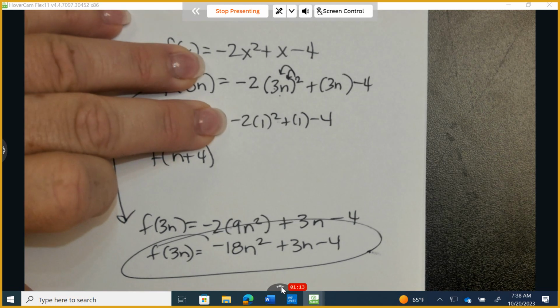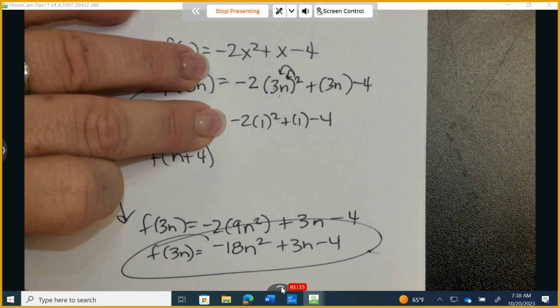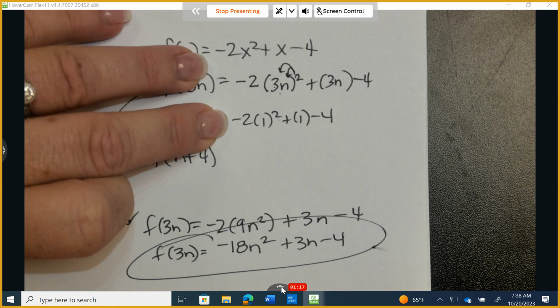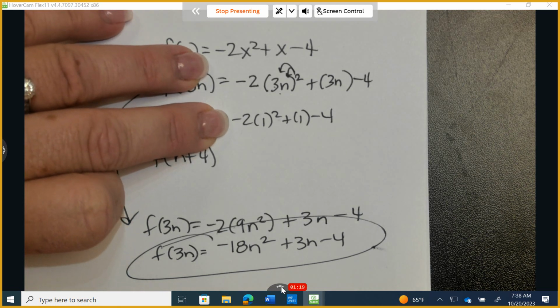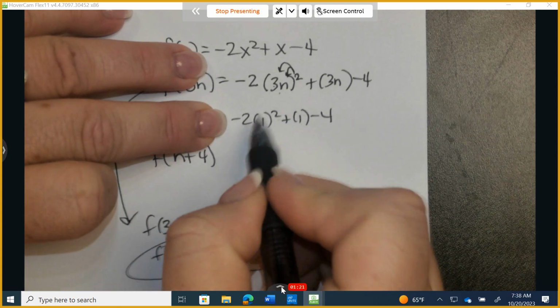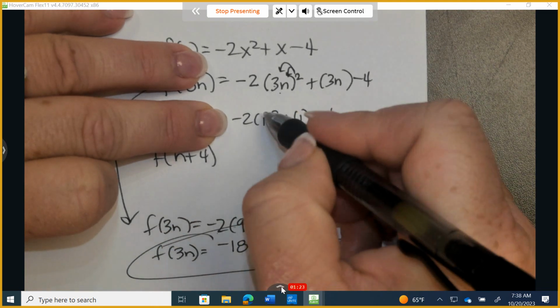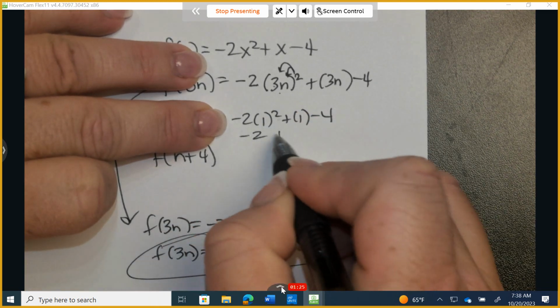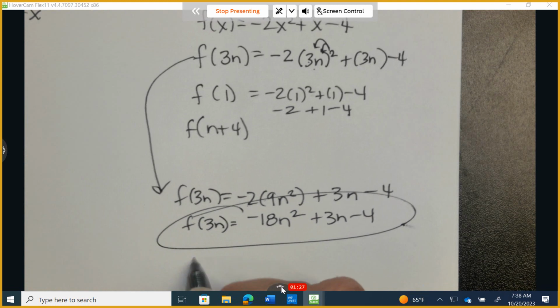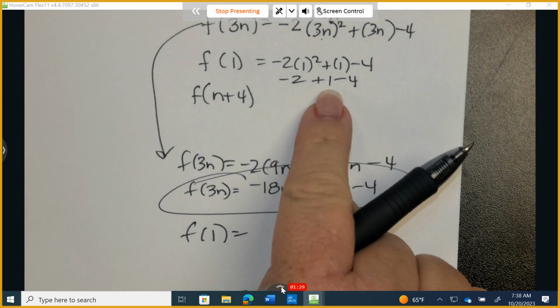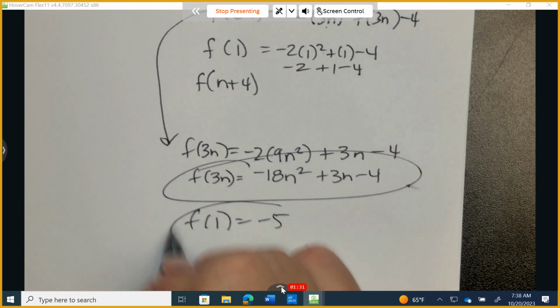When we are evaluating this and we think of this as an expression, we follow PEMDAS in the normal way. So it says first do the exponent. So 1 squared is 1. Okay, then we get to do multiplying later on. So 1 squared is 1. This is negative 2 plus 1 minus 4. And when I combine those, I get negative 1 and negative 4 is negative 5.